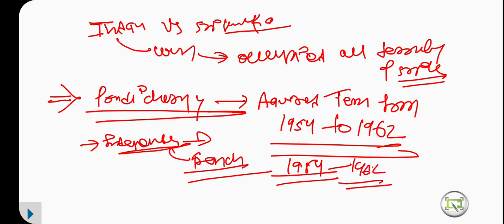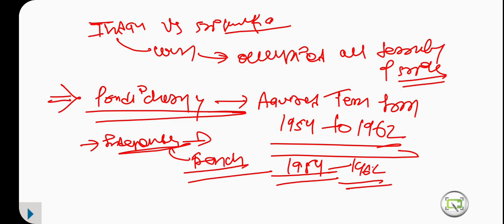It means when our country became independent, then Pondicherry was not part of India. Pondicherry was not the territory of India, but it was under the control of the French. So the French made an agreement with the government of India, and they made it clear that now Pondicherry is transferred to whom? India. In 1954, Pondicherry was transferred to India.